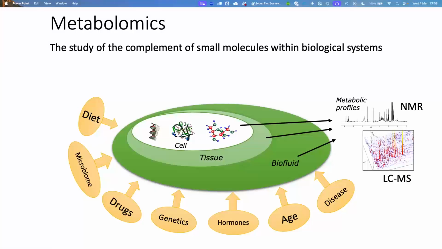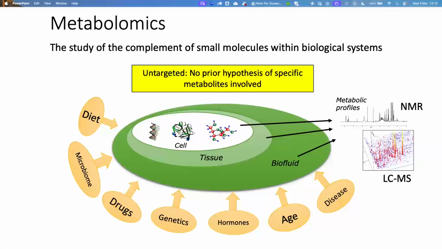And the data itself that generates that, as I mentioned before, is either generated by NMR, so nuclear magnetic resonance spectroscopy. Here's an example of a typical NMR spectrum. And the other technology that's widely used is mass spectrometry, often preceded by some chromatography. So liquid chromatography mass spectrometry is another technique, which I'm not going to go into at all here.